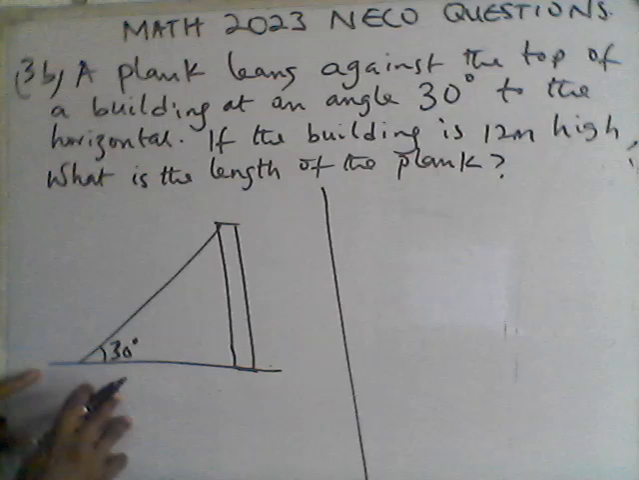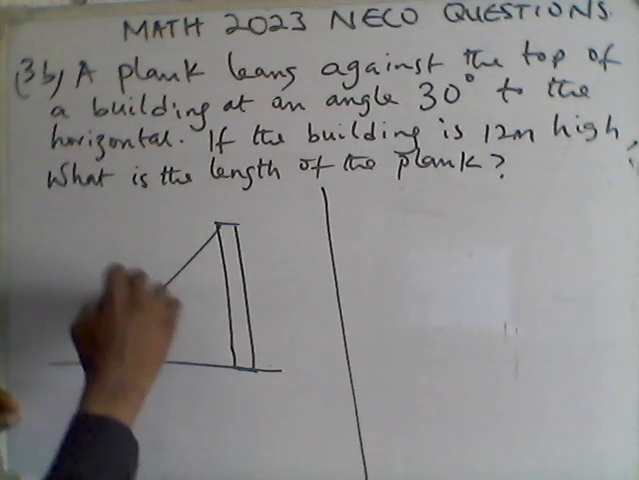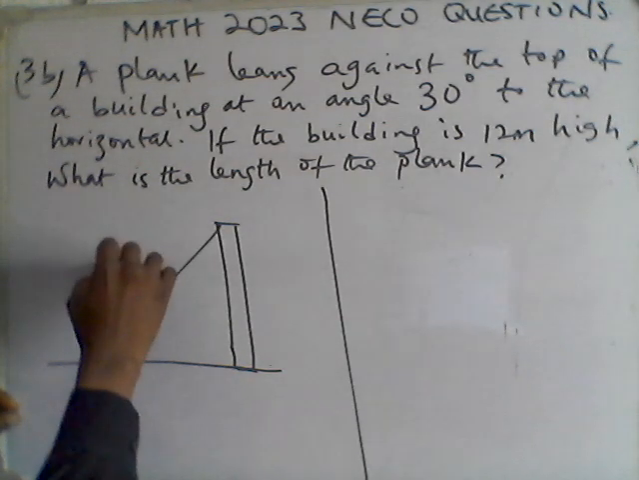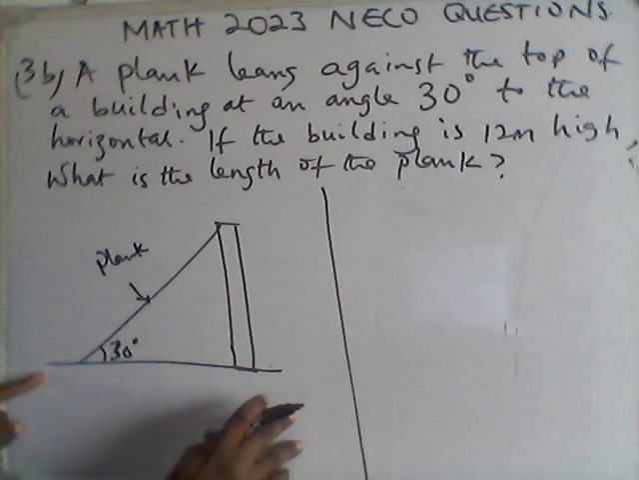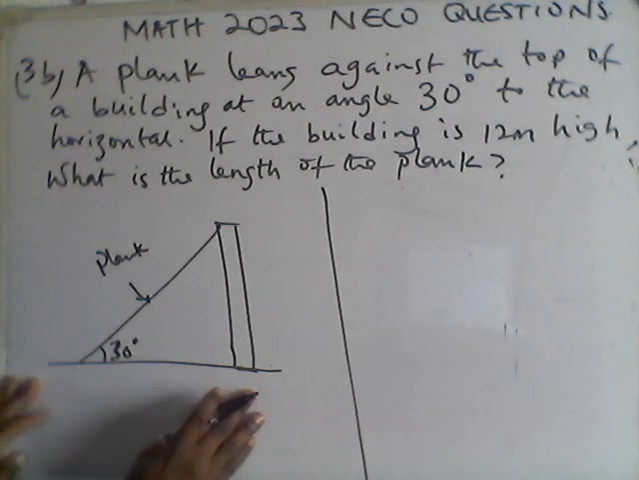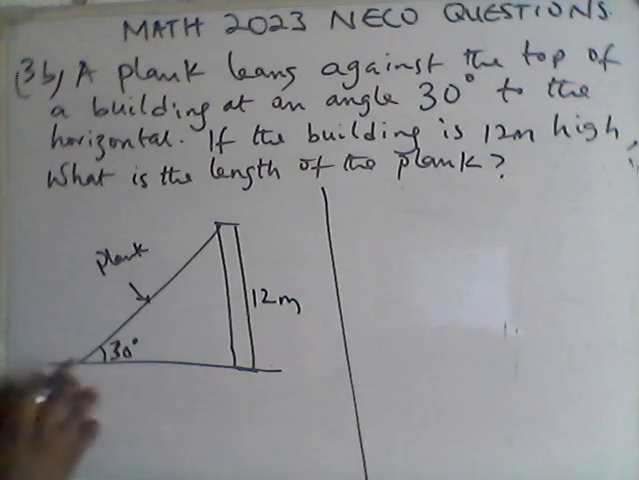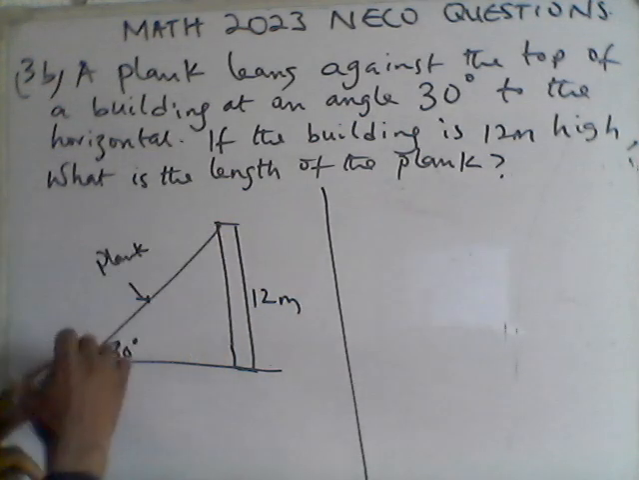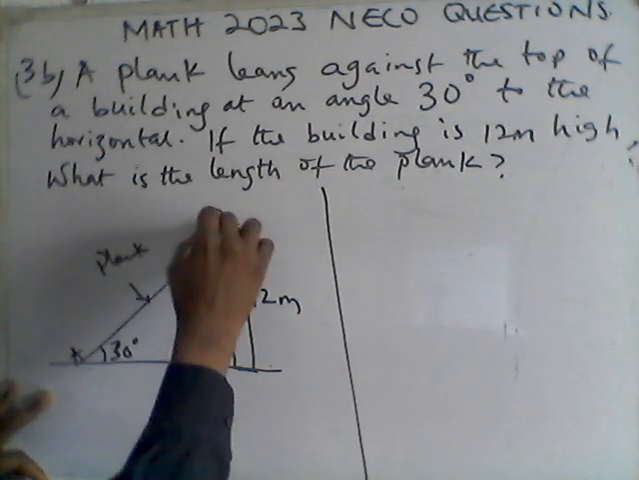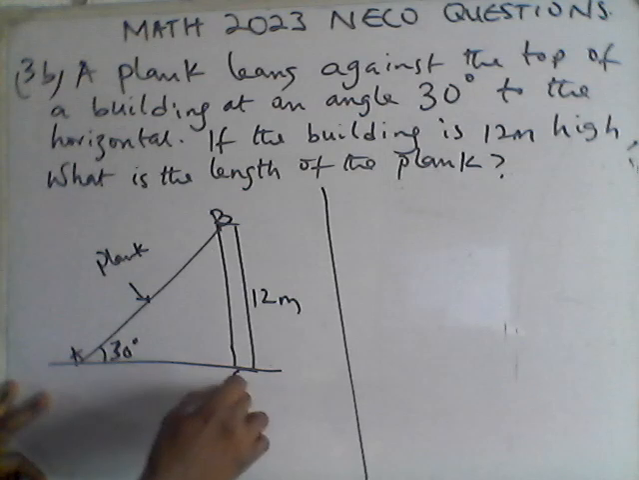Okay, so see the description. This is the plank, is leaning 30 degrees to the horizontal. Okay, so this describes this diagram. And the building is how many meters high? 12 meters high. So what is the length of the plank? So this is the plank now. Let's call the plank AB, and let's call this part C.